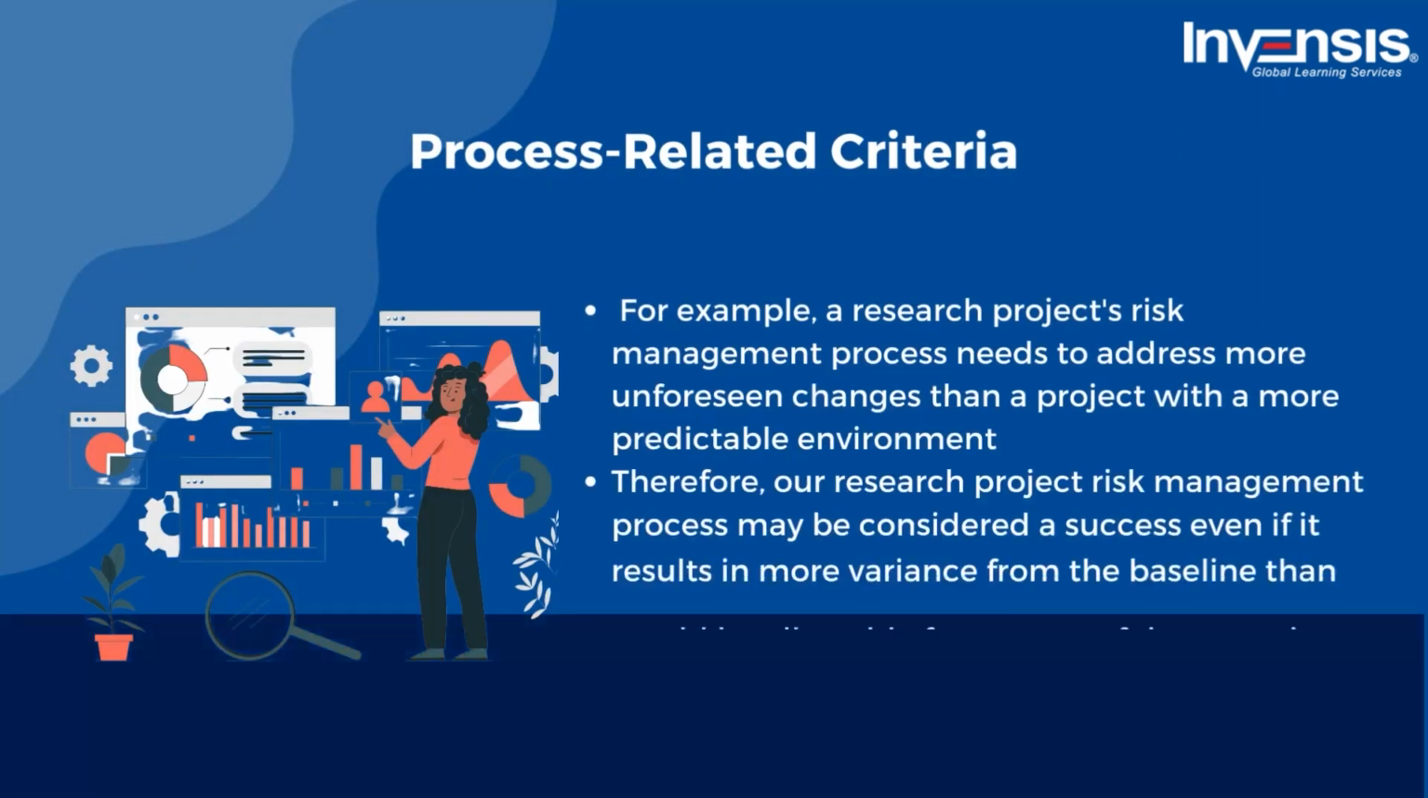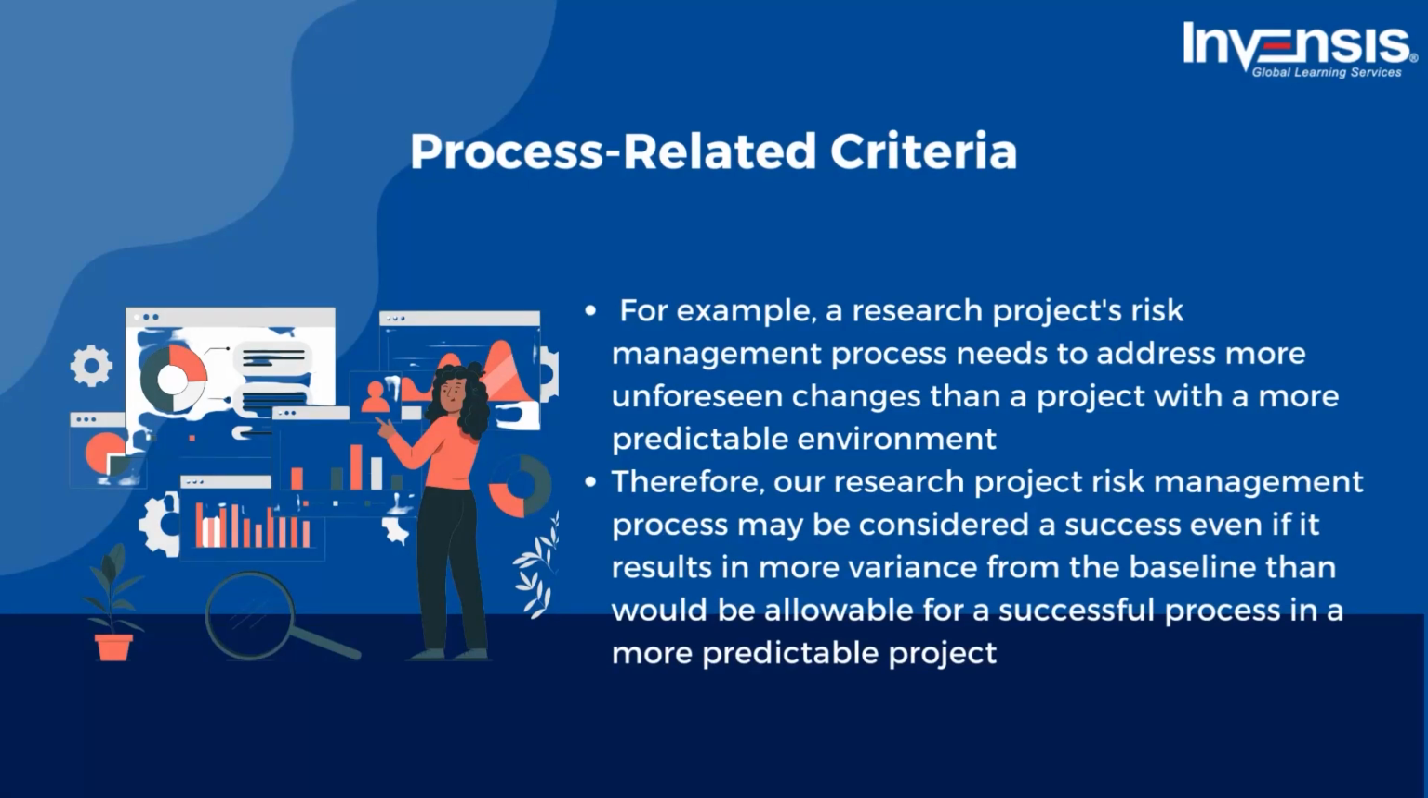Next, we have process-related criteria. We have already discussed several factors that measure success in project risk management. For example, a research project's risk management process needs to address more unforeseen changes than a project with a more predictable environment. Therefore, our research project risk management process may be considered a success even if it results in more variance from the baseline than would be allowable for a successful process in a more predictable project.